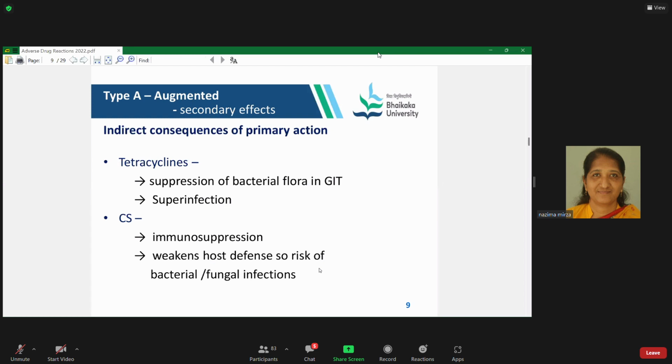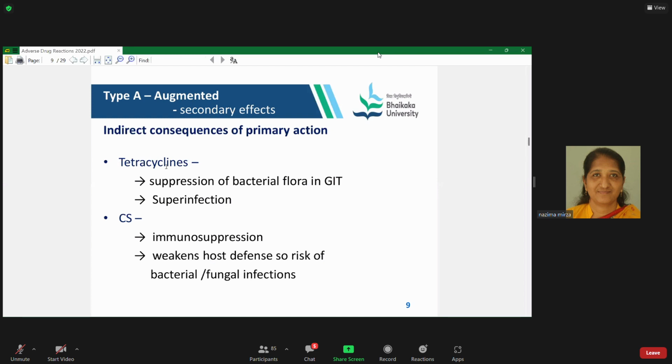In the same type A augmented, we are also having secondary effects. Basically, they are indirect consequences of primary action. Let us take example. One is tetracyclines. Tetracyclines are the group of drugs where tetracycline, doxycycline, minocycline, they are there. Tetracyclines, they are broad spectrum antimicrobial agents. This we are using as an antibiotic.